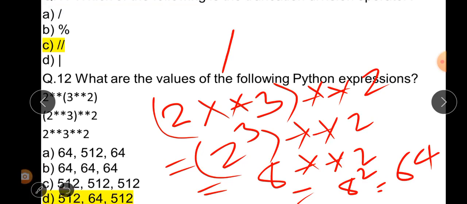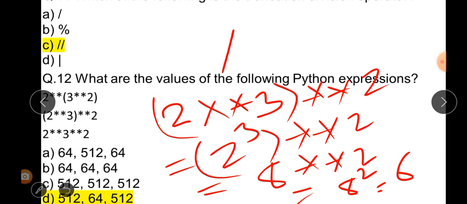Now I think it is clear to all of you that D is the correct answer, because there is a doubt between C and D. D contains 512 and 64, and no other option contains these two values as the first two values. So D is the correct answer. But for our knowledge, we should solve the expression.